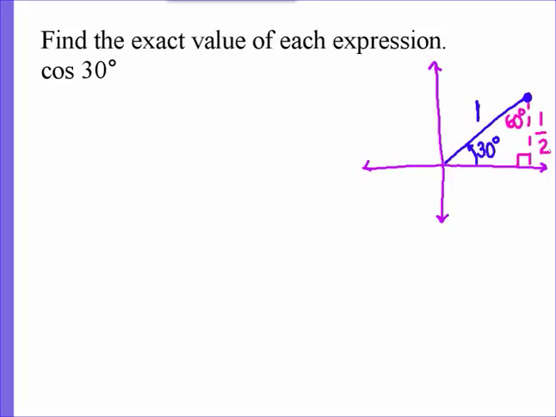Does anybody now remember what this side will be? Root 3 over 2. Remember, it is root 3 times your shortest side. So root 3 times 1/2. So those are the sides.